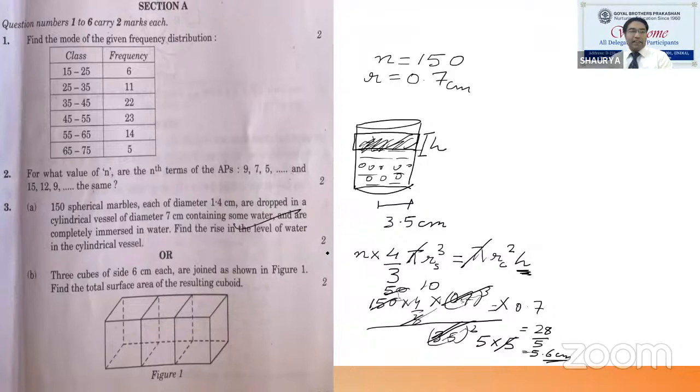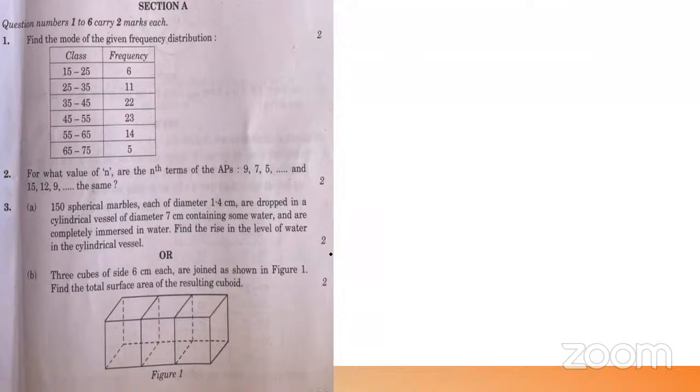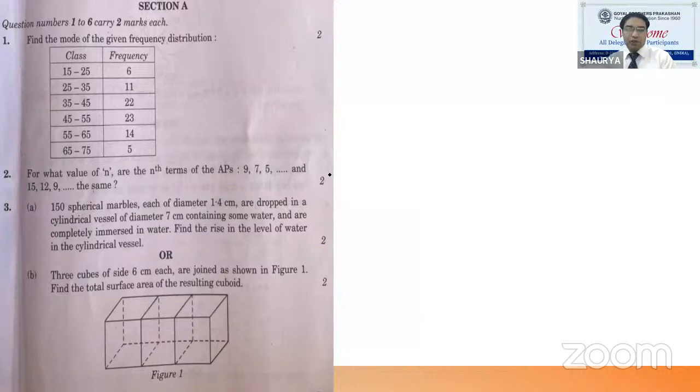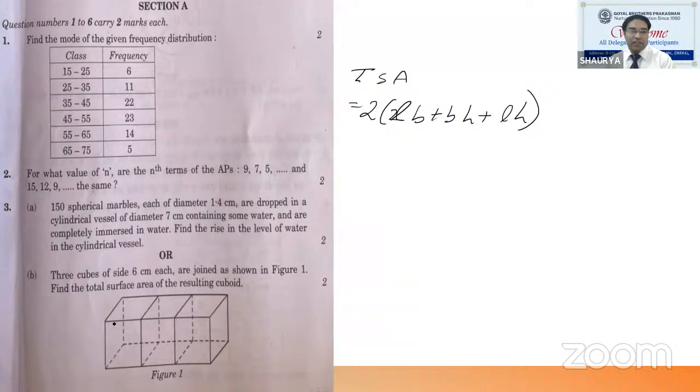So we can attempt the next question, that is the OR part of question 3 of section A. These 3 cubes of size 6 centimeter are placed the way they are shown in figure 1. We are asked to calculate the total surface area. So the total surface area of a cuboid we know is 2 times LB plus BH plus LH. Now let's see in this figure, since 3 cubes are joined, this length of the cuboid becomes 18 centimeters. 6 3s are 18. Let's say the breadth still remains as 6, and even this height remains as 6.